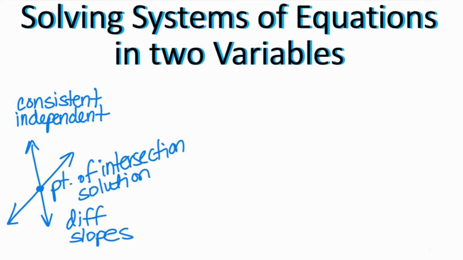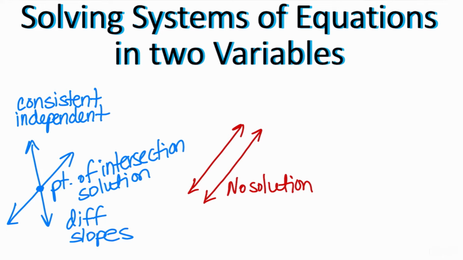What else can happen between two lines? The two lines can be parallel. If the two lines are parallel, that means that they never intersect, they never cross. Because they never intersect and they never touch, that means that there is no point of intersection. That means that there is no solution to the system. If you remember earlier, I said the word consistent means that there is a solution. So the fact that parallel lines have no solution means that this system is inconsistent.